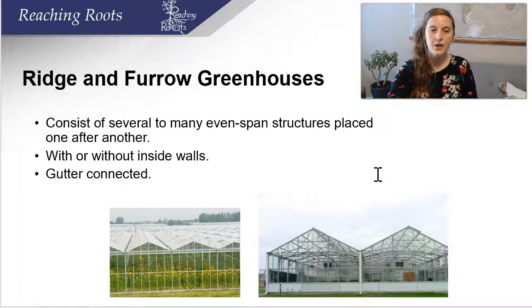The next type is ridge and furrow greenhouses. This is a bunch of greenhouses basically attached. They are even span structures placed next to each other. This is for large research centers, since you can save money by not having to build that fourth wall, attaching them, and they're also used in large productions.